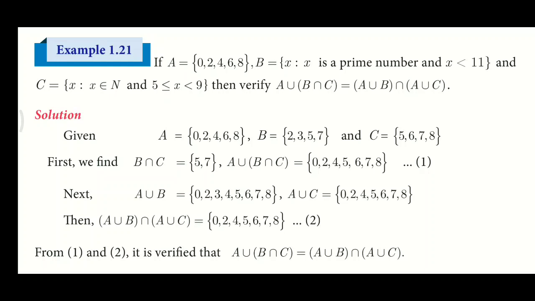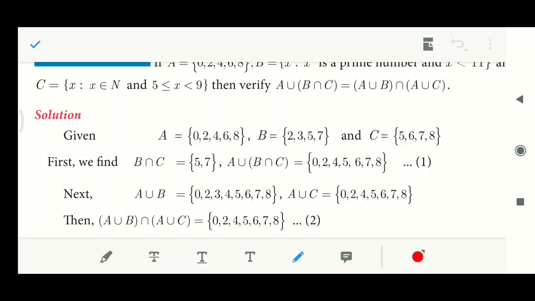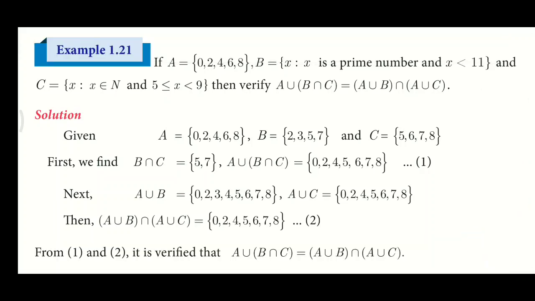In this problem, the set A is given straight away in the roster form with elements 0, 2, 4, 6, 8, but B is the prime numbers which are less than 11. So we have to write this in the roster form with 2, 3, 5, 7 as the elements of B, and C lies between 5 and 9 with elements 5, 6, 7 and 8. To verify the above distributive property, first in the left hand side we have to find B intersection C.